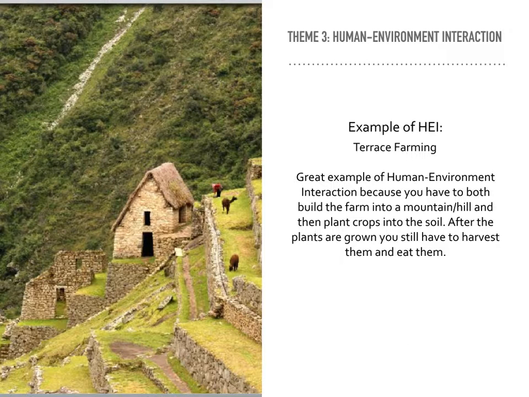One good example of HEI, or human-environment interaction, is terrace farming, because not only do you have the farming aspect of it, but you're also building a farm into a natural landform, the mountain. You have to build the farm or the farmland into the mountain. And then you have to look at the consequences of doing that, the consequences of bringing the animals to help you harvest the plants, the consequences of planting those crops on that mountain.